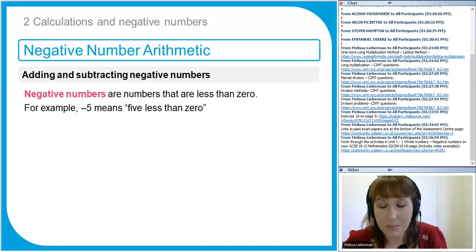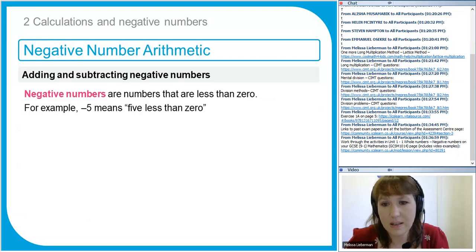So what are negative numbers? They're essentially numbers that are less than 0. For example, here I've written a minus sign in front of the 5, but that's usually read as negative 5. So the sign is telling me that it's a negative number. Numbers that don't have a sign in front of them are positive numbers, but we just don't normally put a plus in front of them.